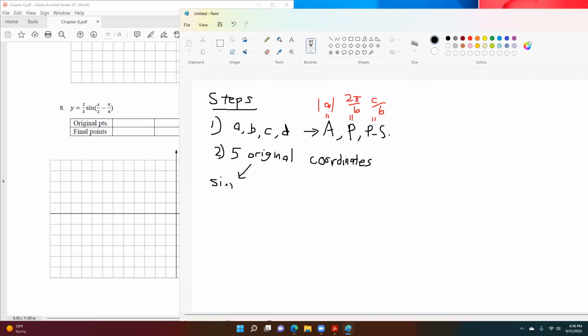If you have a sine graph, then the coordinates are (0, 0), (pi over 2, 1), (pi, 0), (3 pi over 2, negative 1), and (2 pi, 0).